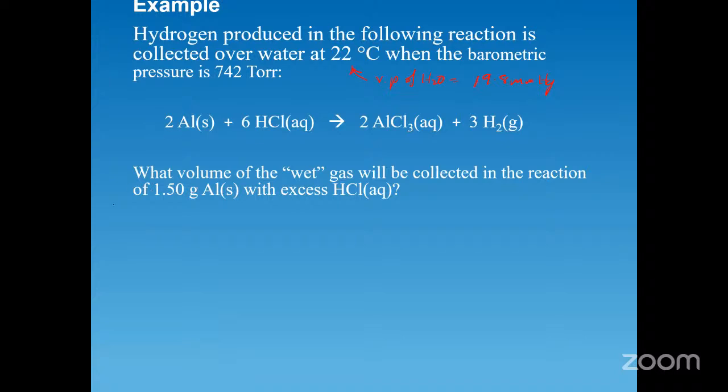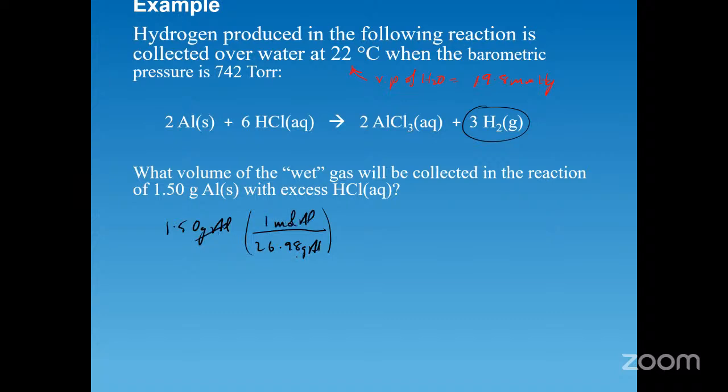Okay, so you have the equation, and the question says, what volume of the wet gas will be collected in the reaction of 1.5 grams of aluminum with excess hydrochloric acid? So what I'm going to do is start off with the 1.50 grams of aluminum. And what I'm going to try to do is find the number of moles of hydrogen. So first we have to find the number of moles of aluminum, right? So aluminum has a molar mass of 26.98. So 26.98 grams of aluminum will go down here, and here I'm going to put 1 mole of aluminum.